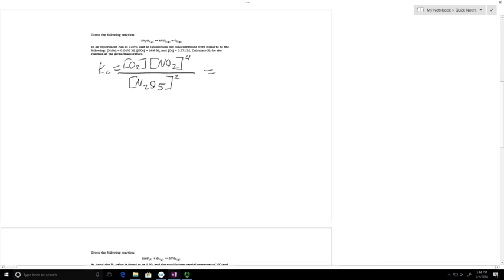So using the values that are given in the question, we could just say 0.271 molar times 16.6 molar squared.